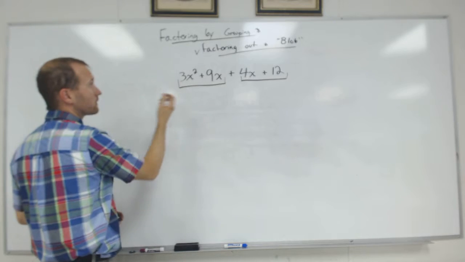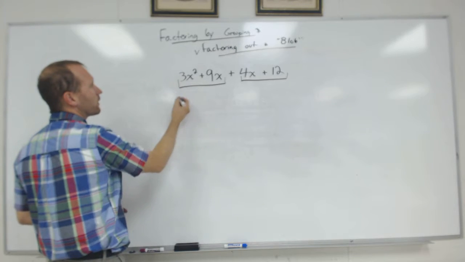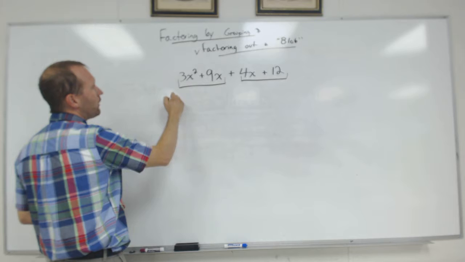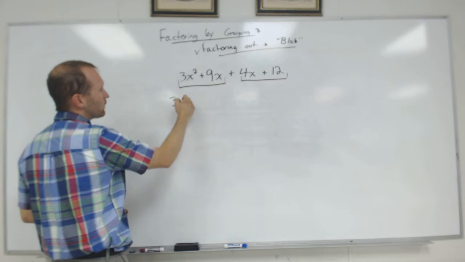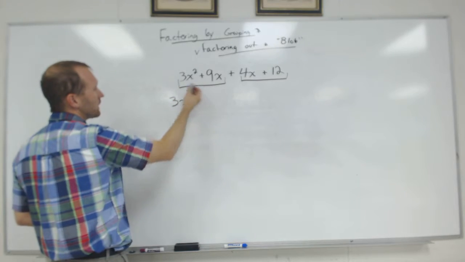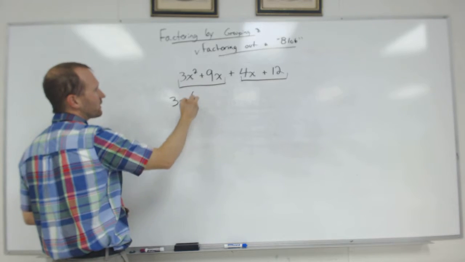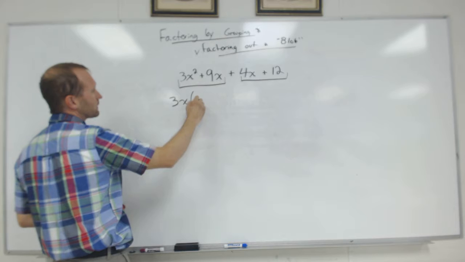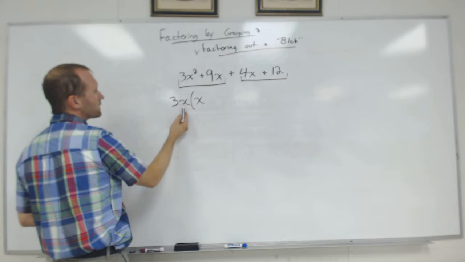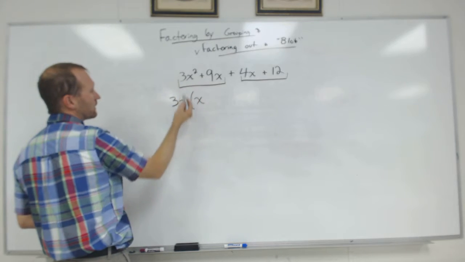The first one has 2 things. You can pull out 3x. And this is really important: with this trick, I'm always going to pull out an x from the first 2 terms. But here I can actually pull out a 3 and an x. If I pull a 3x out of these 2 terms, what's left? x squared times x will give me this, so just x.